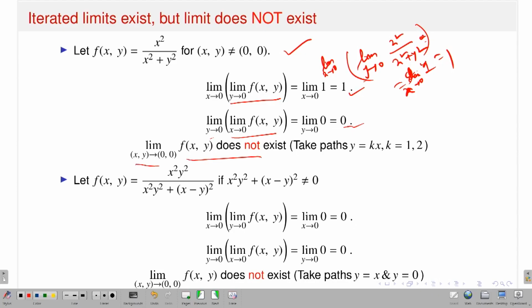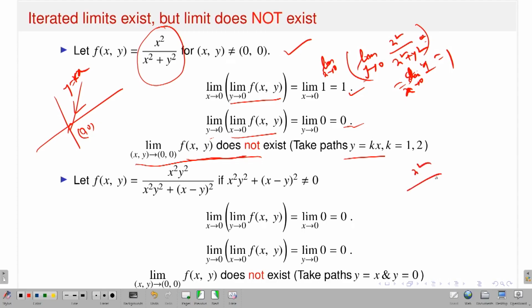So the limit as (x, y) approaches (0, 0) of f of xy does not exist, and that is kind of straightforward, because look at the function: x square divided by x square plus y square. As I already said, if I take this kind of path, so that I have my origin, this is my 0, 0, and I approach the origin along the path y equal to kx, okay. Just putting y equal to kx, what will happen? x square by x square plus y square is the same as x square by x square plus k square x square. So this is 1 by 1 plus k square.